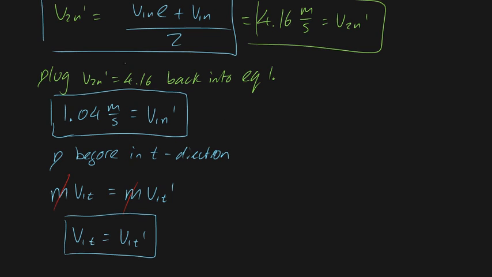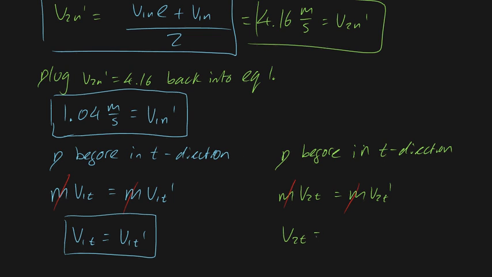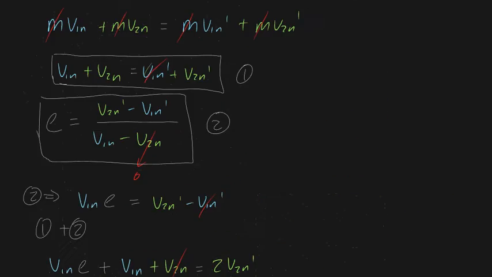Likewise, we could say the exact same for the second ball. Momentum before collision is conserved in the t direction for the second ball. So in other words, we can say mv2t is going to be equal to mv2t dash. Cancel off the m's, and what we're left with is v2t is going to be equal to v2t dash. Beautiful. So let's scroll up to see if we can fill this in.